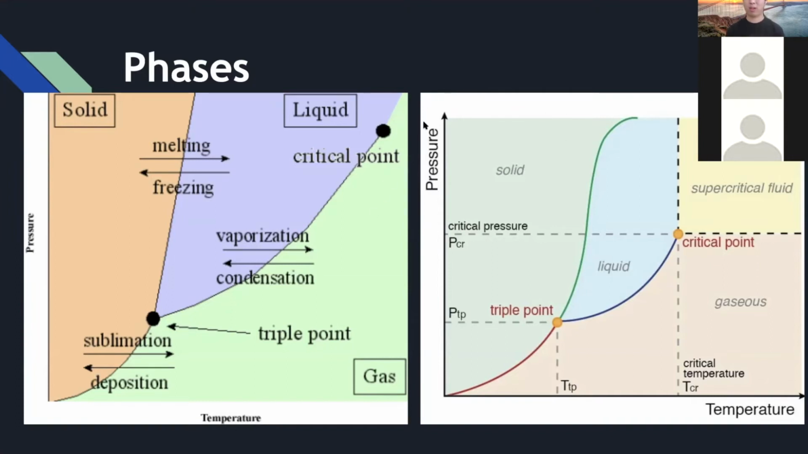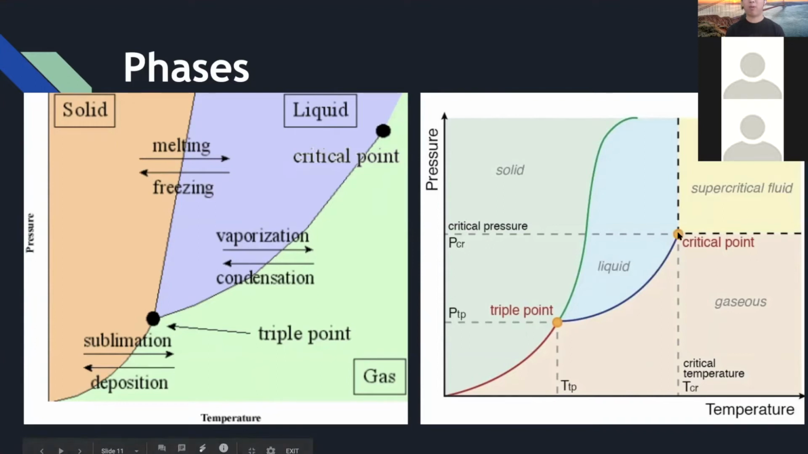I want to bring your attention to this graph on the right to better understand the critical point, because I think it's a better drawn graph. As you can see over here, I said that if you pressurize the gas, you put it under enough pressure, it'll turn into a liquid. But this is only true up to a certain point. At a high enough temperature, no matter how much you pressurize the gas, it will no longer turn into a liquid.